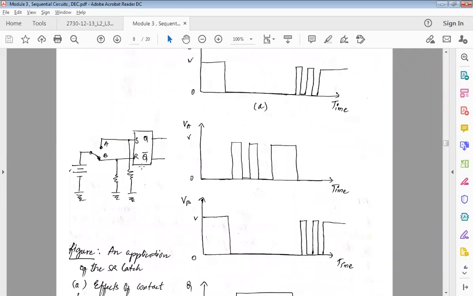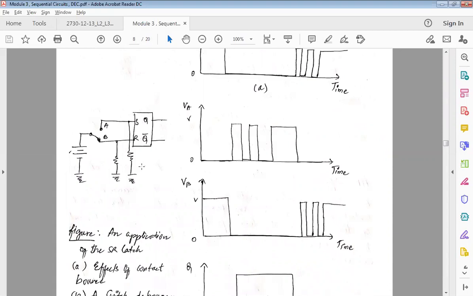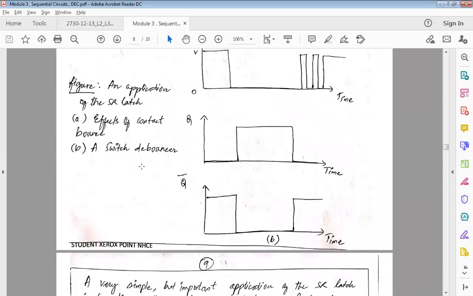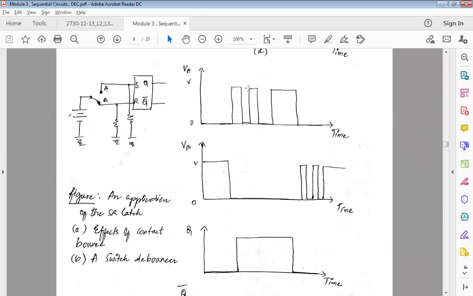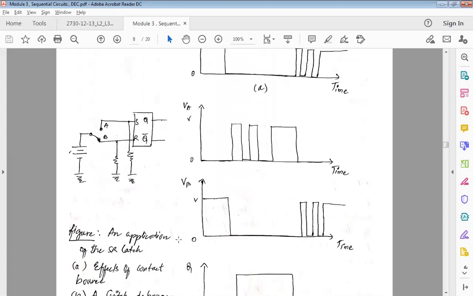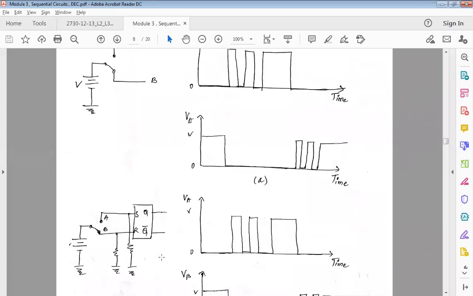When we apply an SR latch, I will give the same inputs here, VA and VB, and you can see that the outputs are much refined. You can see that it is a proper form of pulse. So students, did you all understand how we got these waveforms and what is the role of this latch? Was it clear?